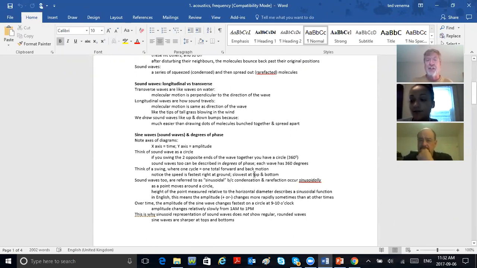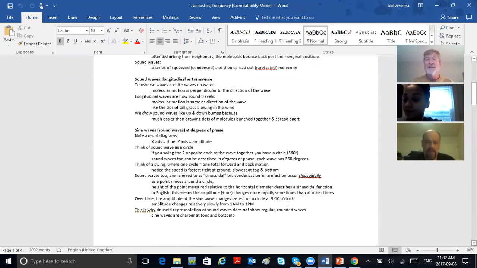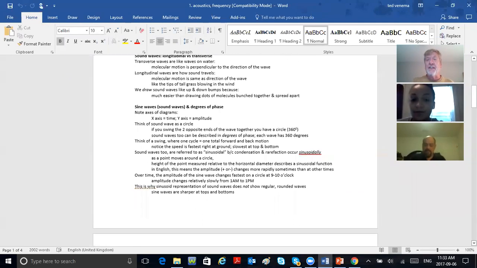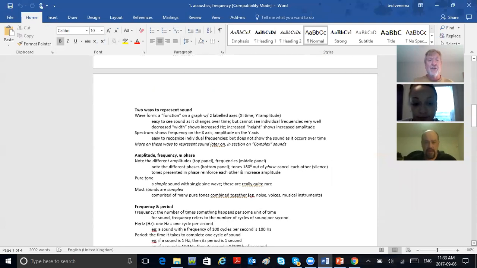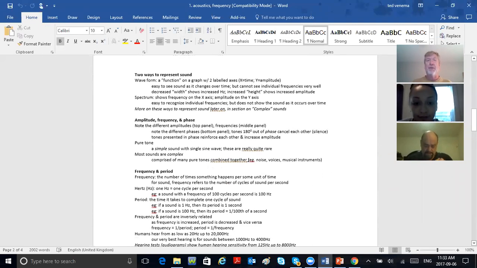We just started here, and I was just kind of reviewing what we covered last week. And in our notes, we covered page 1, and we got down to about right here. We talked about 2 ways to represent sound. We talked about amplitude, frequency, and phase. And then we started to talk about frequency and period.